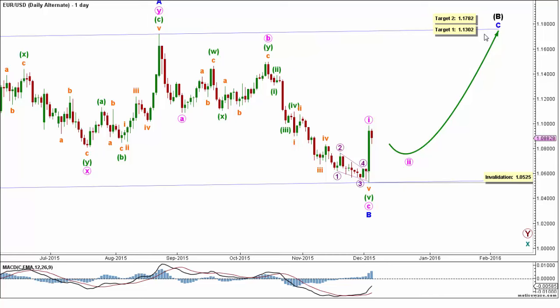At 1.1302, minor wave C would reach 61.8% the length of minor wave A, then at 1.1782 it would reach 100% of its length. This wave count is invalidated by movement below 1.0525, as minute wave 2 of minor wave C may not move beyond the start of minor wave 1.